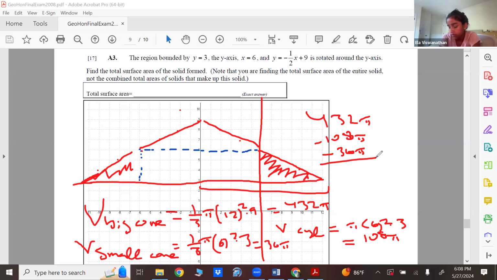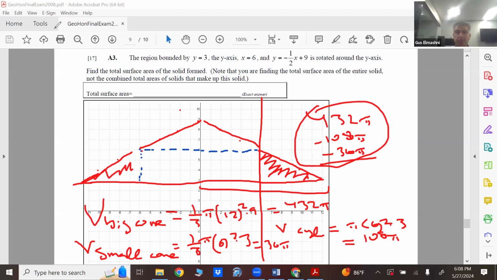So I found the volume. Do I subtract the volume? Yeah, just work that out, and that's it. That's the answer. 432 pi minus 108 pi minus 36 pi, right? So it'll be 288 pi.